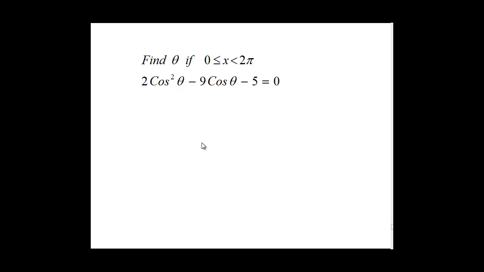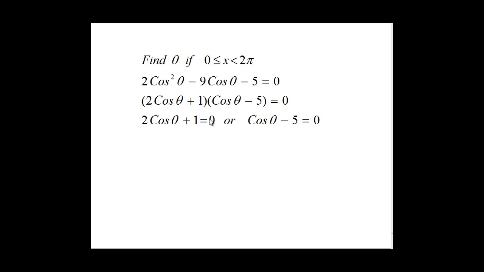Okay, suppose you want to find theta or x if you're in radians. 2 cosine squared minus 9 cosine minus 5. We need to factor that. 2 cosine times 1 cosine, and 1 times 5. So it's 2 cosine times cosine, and 1 times 5. 2 cosine times 5 is 10. 1 times cosine is 1. 10 minus 1 is 9. That's our middle term. Okay, so this equals 0.